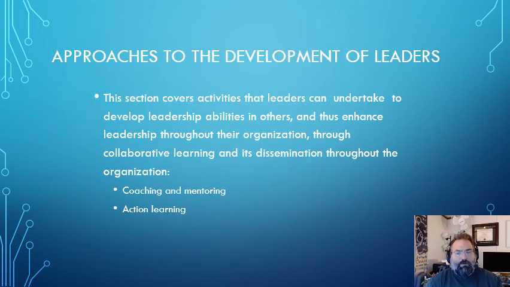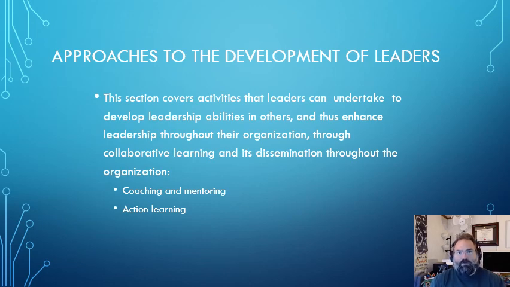Additional approaches to leadership development include, this section covers activities that leaders can undertake to develop leadership abilities in others and thus enhance leadership throughout the organization through collaborative learning and dissemination throughout the organization, coaching and mentoring, and action learning. So again, you learn oftentimes by teaching, and also the people you teach may in turn teach others. So coaching and mentorship is a very powerful way of doing that.